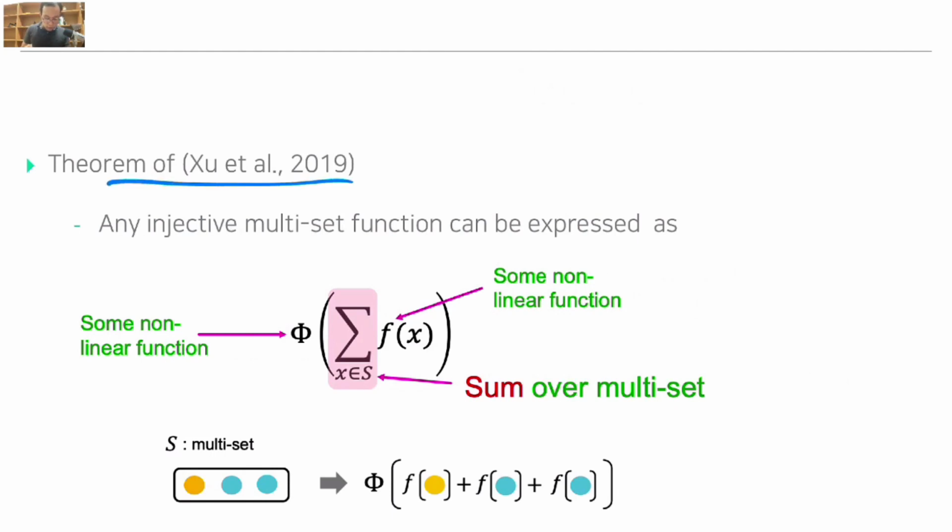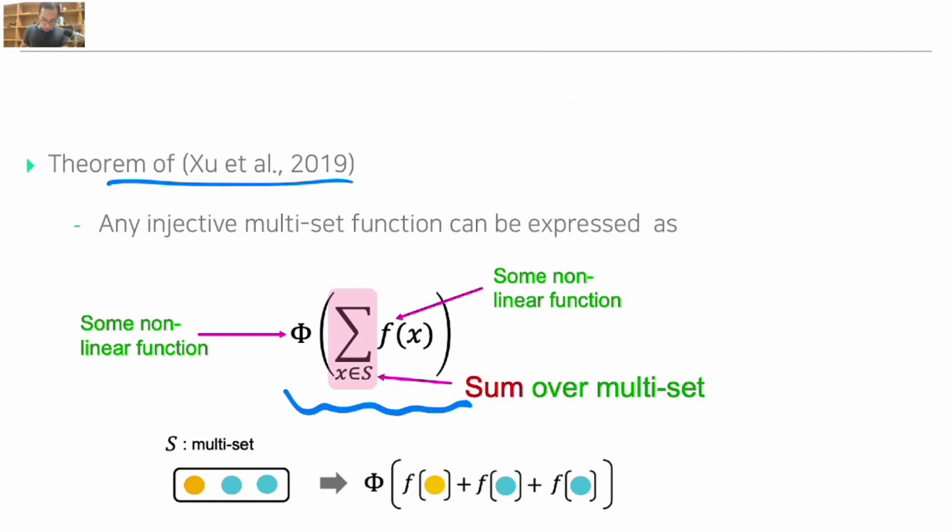In the theorem, they try to say that when we follow this multi-set function form, we are able to identify and pass the failure cases. It still looks very familiar, right?